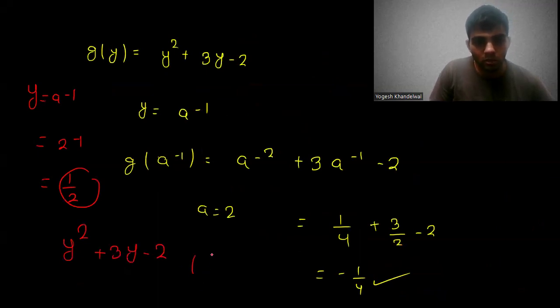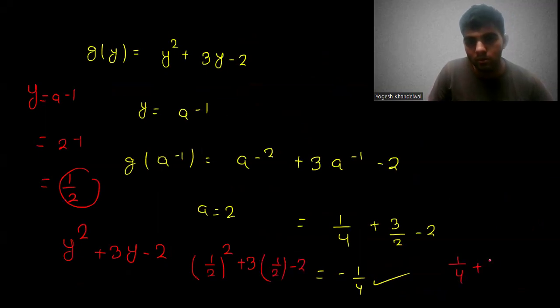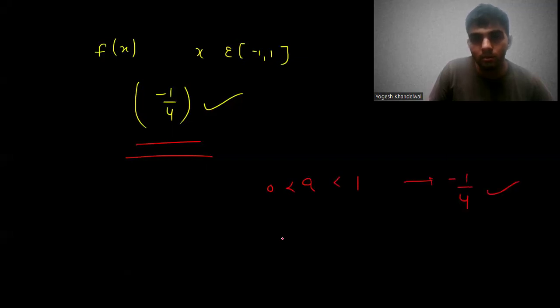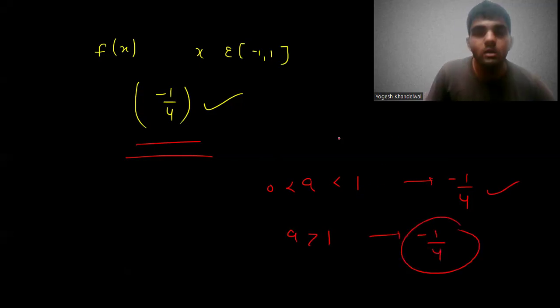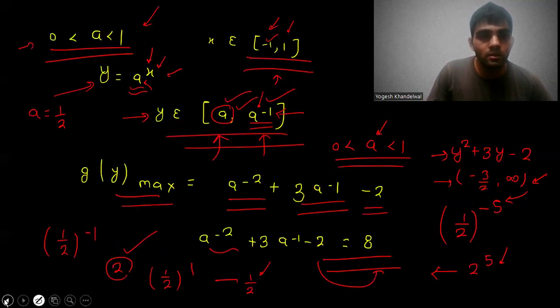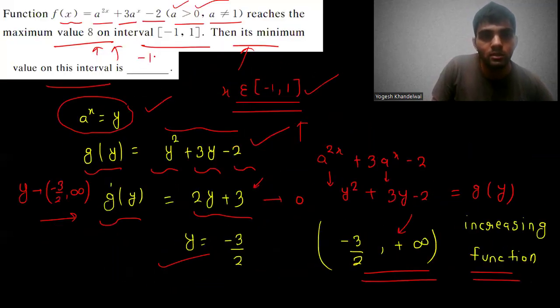So here you put it, so it will become (1/2)² + 3 times 1/2 - 2. Eventually if you solve this, this is 1/4 + 3/2 - 2, and so it will become -1/4. So here also the minimum value is -1/4. So in both cases, a belongs to 0 to 1, we get the minimum value -1/4, and for a greater than 1 we are also getting -1/4 as the minimum value. So finally the minimum value of this function in this interval is -1/4. So this answer is -1/4.